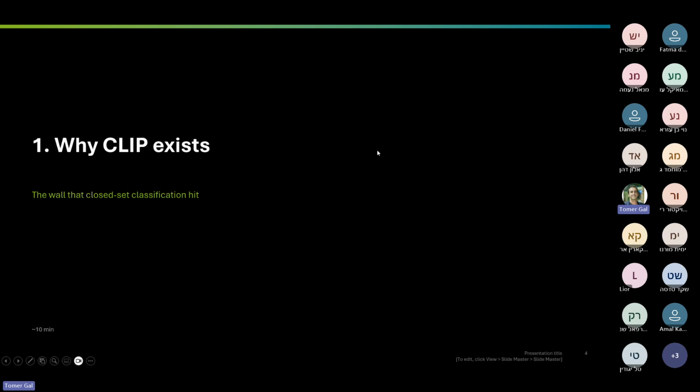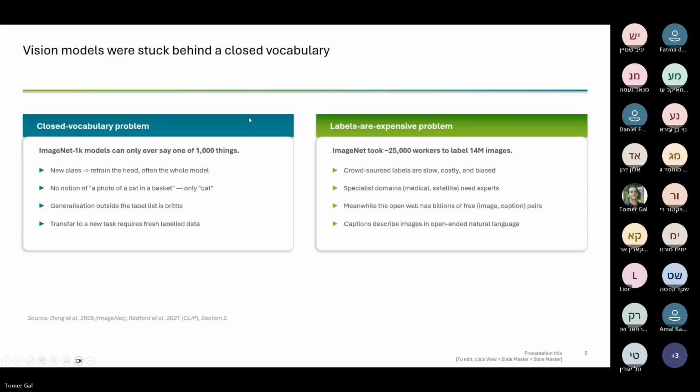So why does CLIP exist? If we look at two aspects: the closed vocabulary problem and the expensive labels problem. The closed vocabulary problem: when you had ImageNet or whichever, the things it could identify were only the classes it was trained on. So when you wanted to introduce a new class, usually you needed to add an additional neuron. You usually did transfer learning, you froze the weights, and then trained it for that specific neuron.